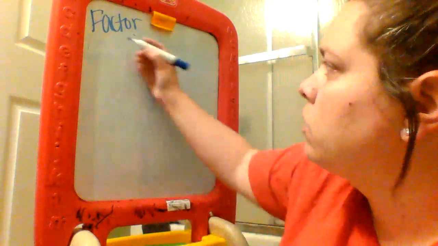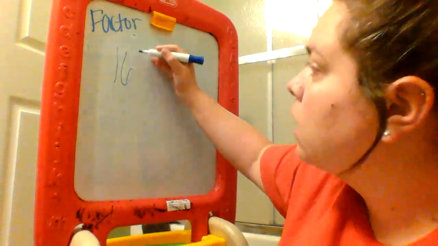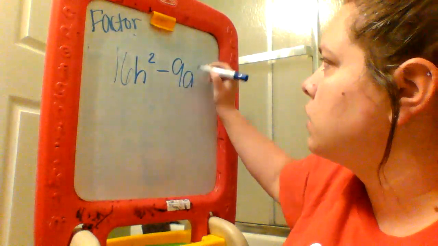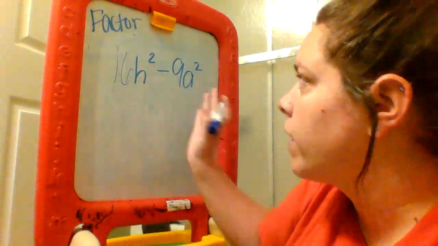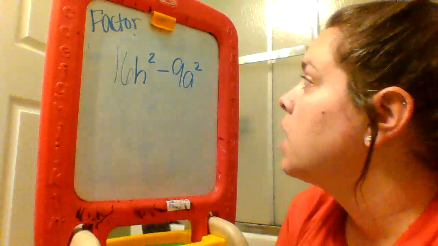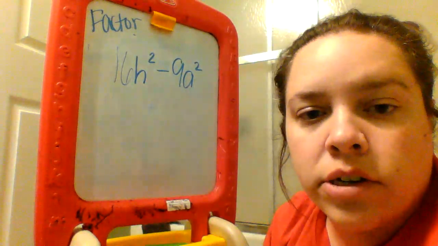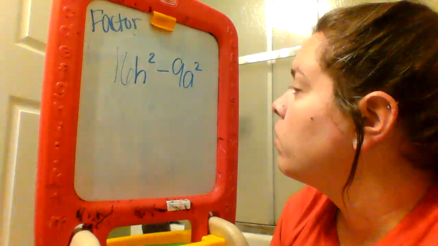Let's see. Let's do this one. This one's got 2 variables in it. So 16h squared minus 9a squared. All right, so standard form. It's in standard form, because they both have a highest exponent of 2. All right, GCF, 16 and 9. Is there a greatest common factor of 16 and 9? No.